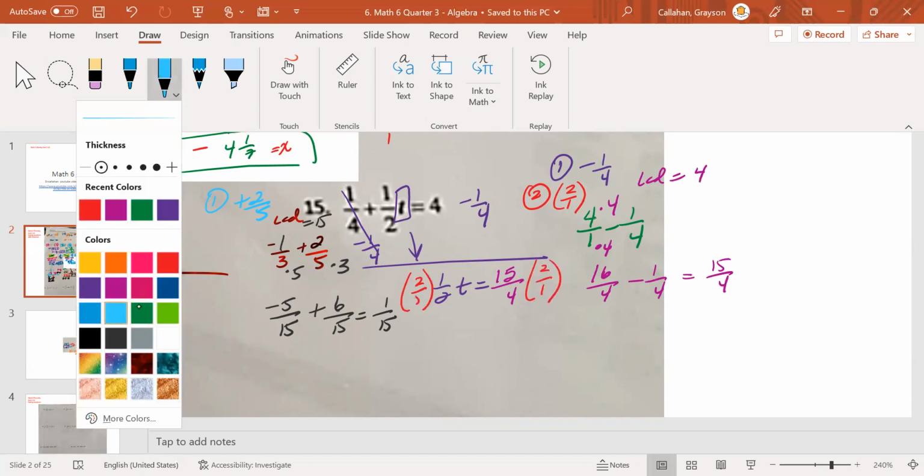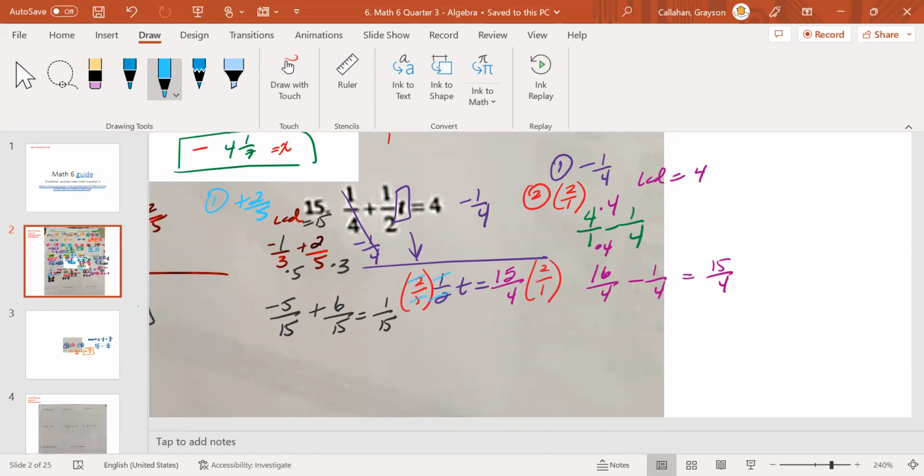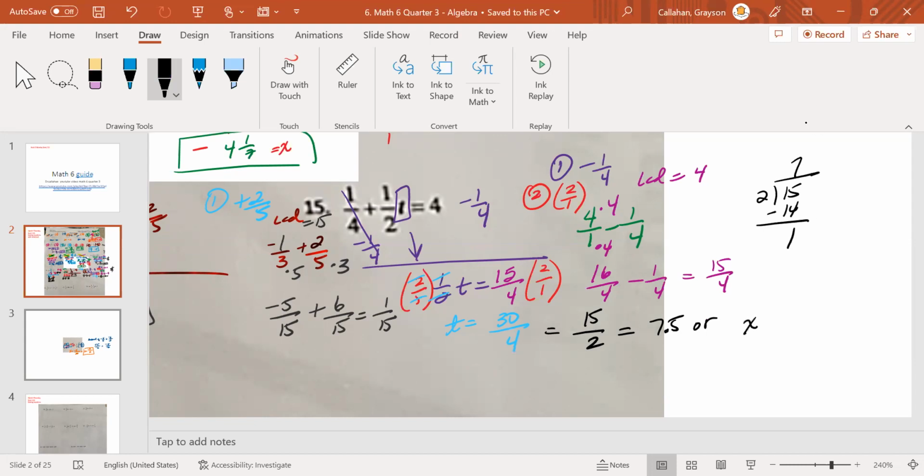Step number 2. You want to multiply everything by 2/1 because that's a reciprocal of 1/2. When you do that, what ends up happening is a 2 and the 2 cancel, 1 and a 1 cancel. T is then equal to 15 times 2 is 30, 4 times 1 is 4, but both of these are even, so 30/4 is going to give you a 15/2, which is either 7.5 or 2 times 7 is 14, so t is equal to 7 and 1/2. Okay, that's number 15.